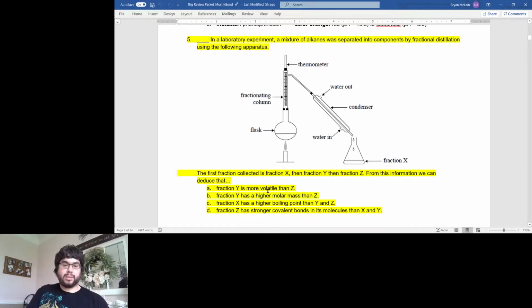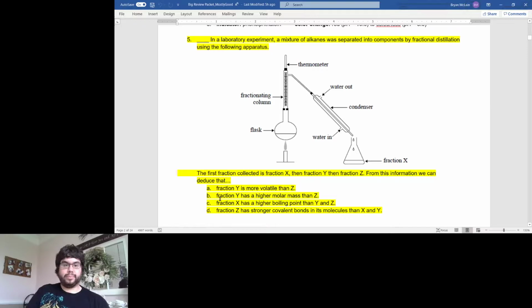A and C are the only ones that could potentially make sense. A says fraction Y is more volatile than Z. C says fraction X has a higher boiling point than Y and Z. That can't be right because X came out first. If X comes out first, it must have a lower boiling point, because as the mixture was being heated up, it starts at a low temperature, then goes up. So fraction X would have a lower boiling point and would get condensed down into the condenser and go into the flask. So the answer is A. Fraction Y is more volatile than Z. That makes sense because Y would come out because it's going to be a gas more easily than Z is.